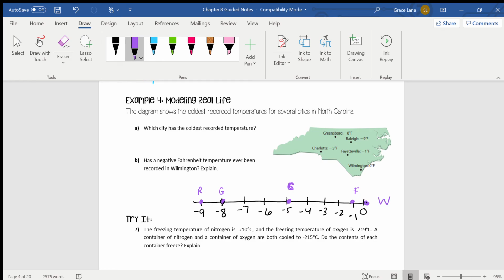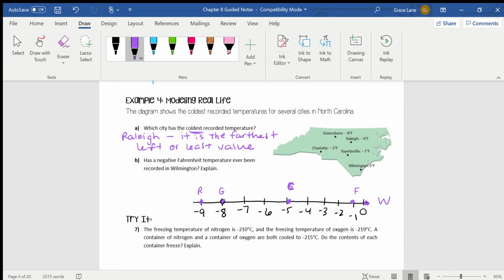Okay, so letter A says which has the coldest temperature, which means the smallest number. So that would be Raleigh. It doesn't say to explain, but if you were going to explain, it is the farthest left or least value on the number line, which makes it the coldest.